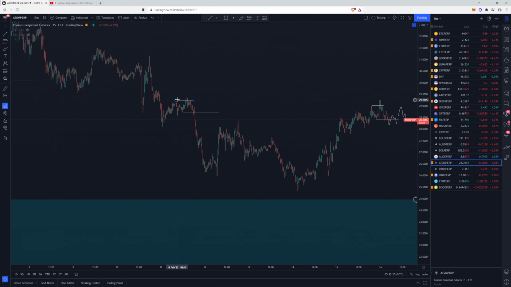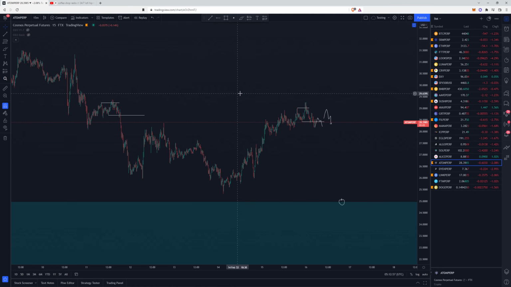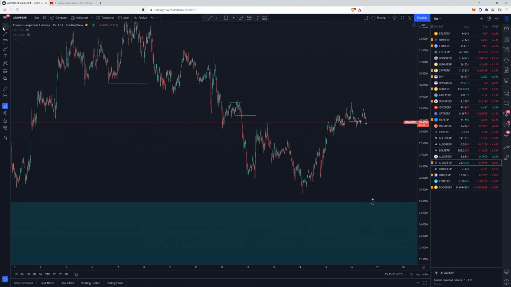So again, this is really simple. Sweeping out a high, breaking above the low, sweeping out a high, breaking below the low. So that was my entry trigger. I entered an hour ago.